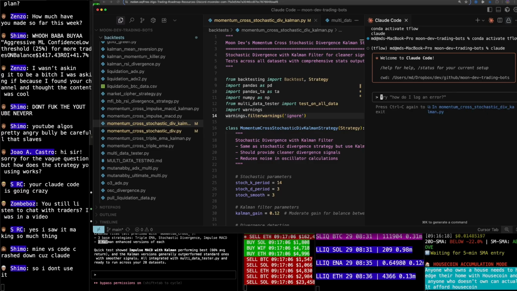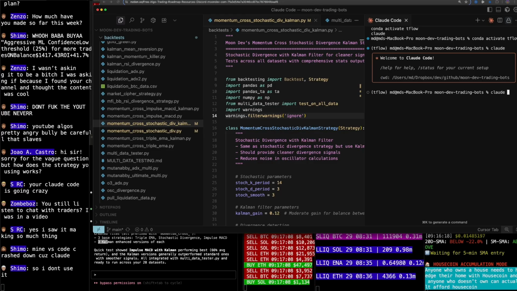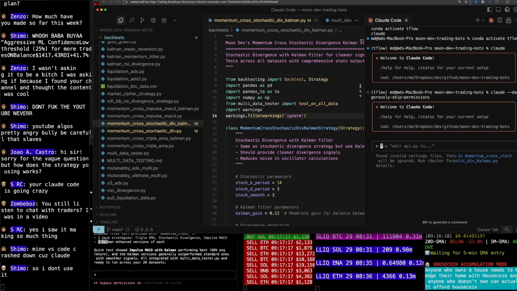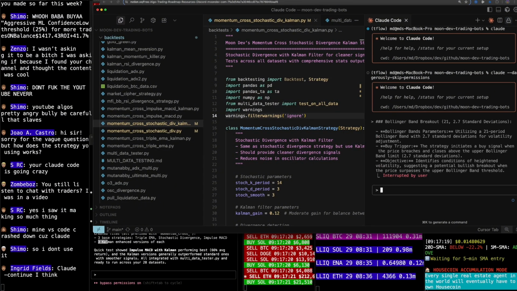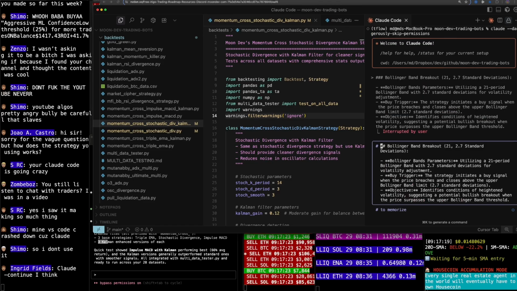Let's say Claude dangerous mode. Claude dangerously skip permissions. Okay. Let's go ahead and say, ah, shit. Claude dash continue, I think.